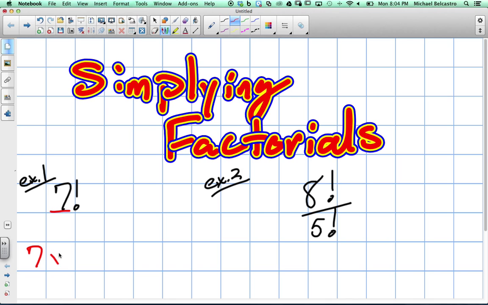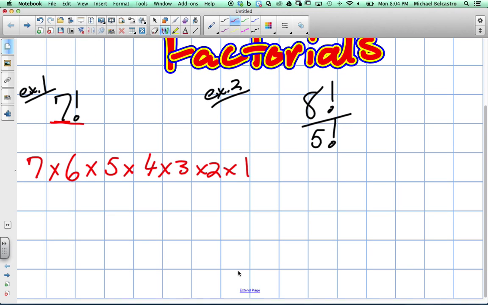So what we mean by that is we take the number 7, and then what comes before 7? Well, we have 6, so we multiply by 6. And we multiply that by 5, that by 4, 3, 2, and then 1. So that's what 7 exclamation mark means in terms of an equation. I could go all the way through it for you.